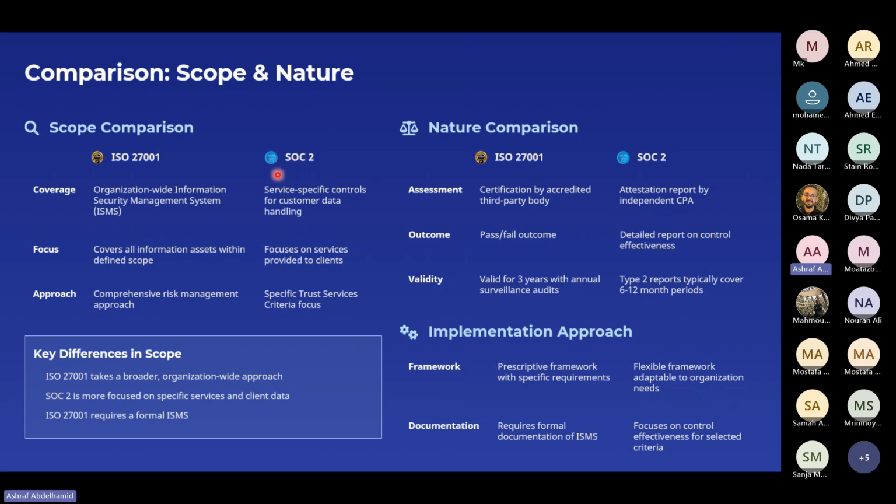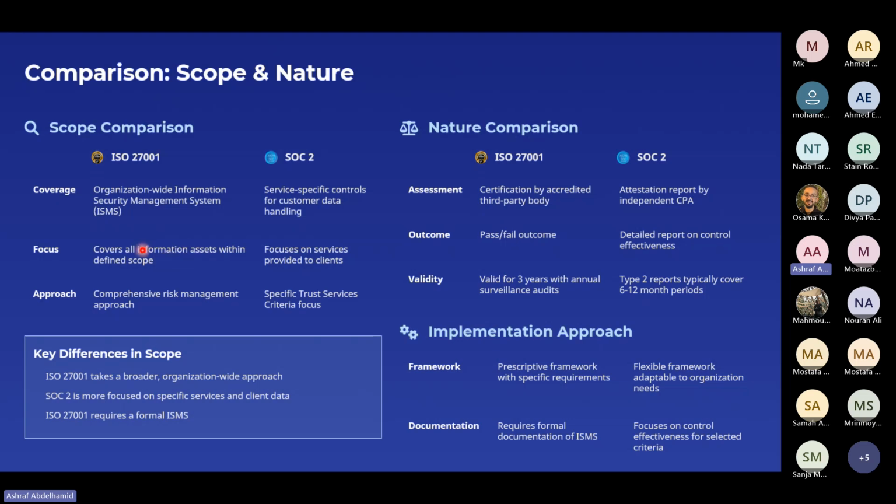Again, the focus of ISO 27001 is on the information assets across the organization, all within the defined scope. By the way, there is a difference in scoping between ISO 27001 and SOC 2. The scope of ISO 27001 can focus on, for example, a geographical area, a specific department, or some processes. But when we choose the scope, for example a geographic location, we apply all the requirements on that geographic location.